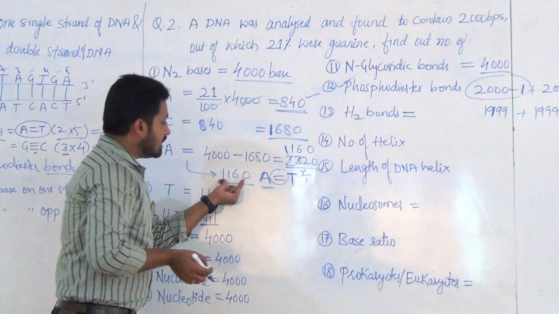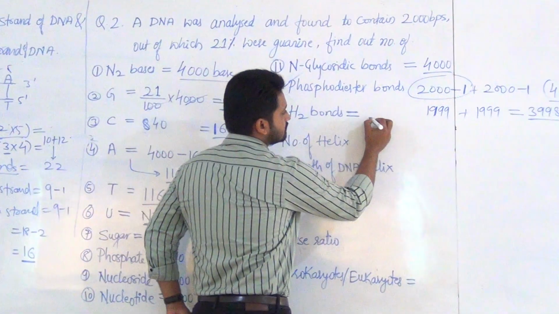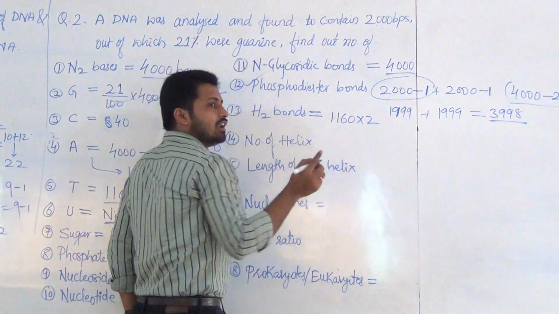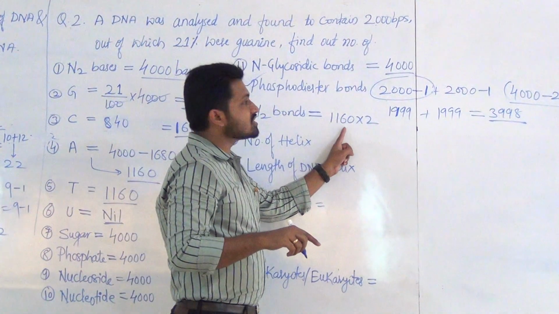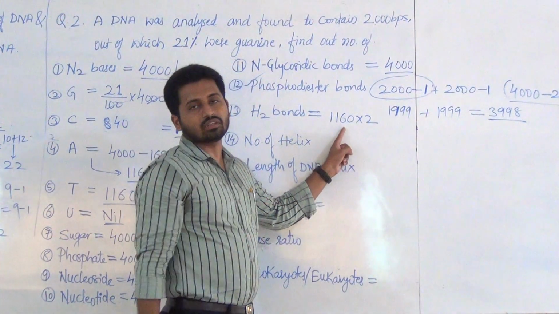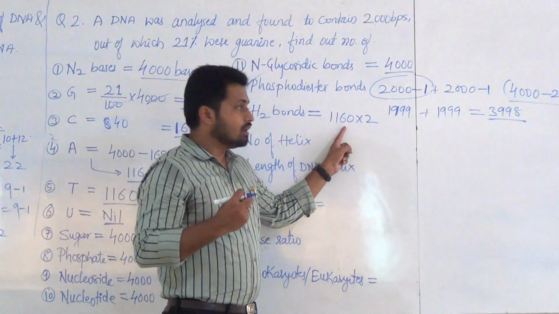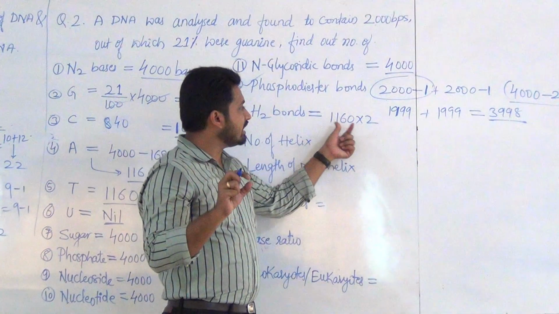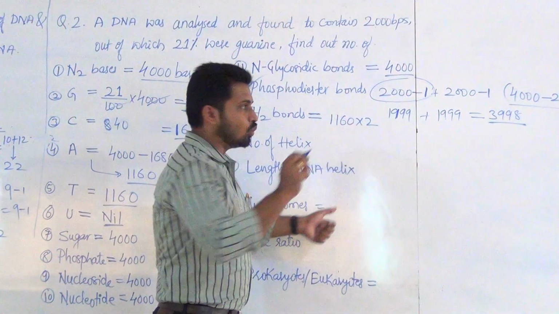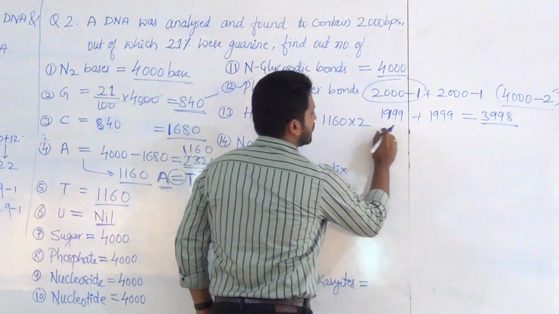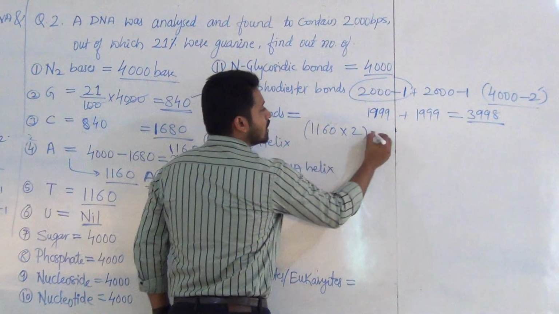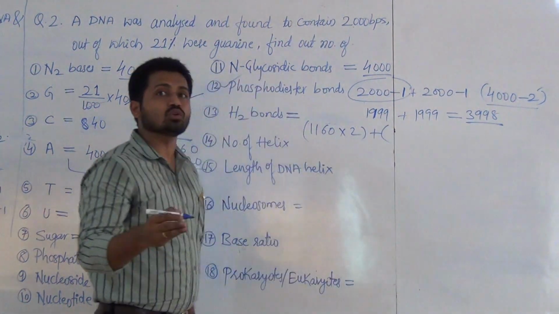It means 1160 into 2. What is 2 here? Number of hydrogen bonds. What is 1160? Base pairs formed by the combination of adenine and thymine. That is base pairs formed by combination or pairing of adenine and thymine. That is the pairs we are calling 1160 into 2. And after that, I will write here 1160 into 2 plus, coming to the guanine cytosine concentration.